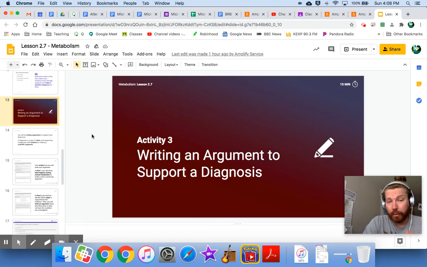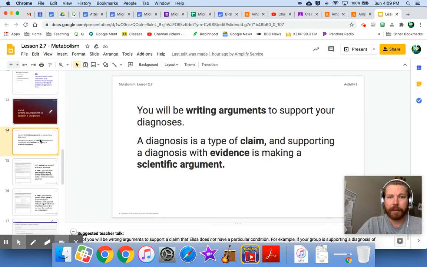Now for activity 3, this part I don't want you to work on until you have looked at some of the other responses from other students in our class and what they have written for an answer to that question in Google Classroom. I want you to make sure that you're looking at their responses too to see, hey, who thinks that they have a matching condition with Elisa? Why or why not? Because that's what you will be writing about, okay? So for activity 3, once you have looked at some of the other data and some of the other responses of other students, you're going to be writing an argument to support your diagnosis.